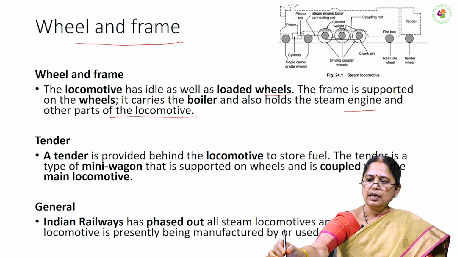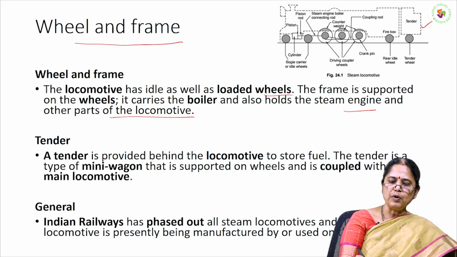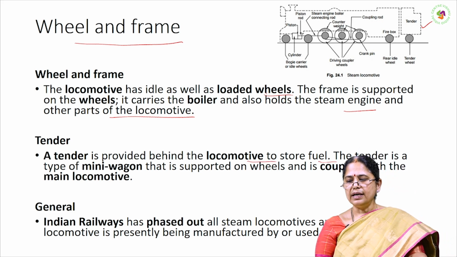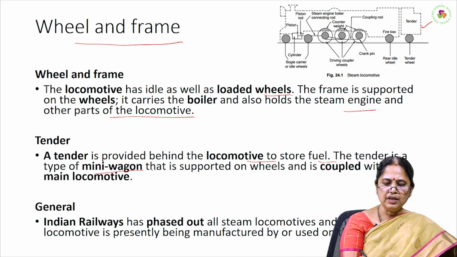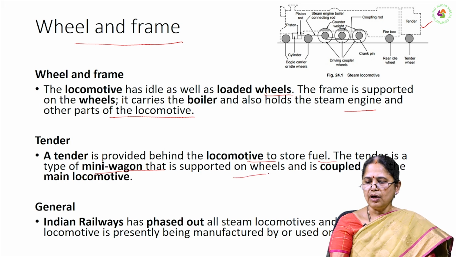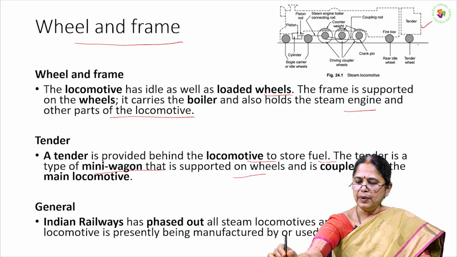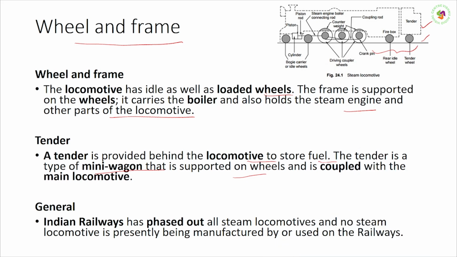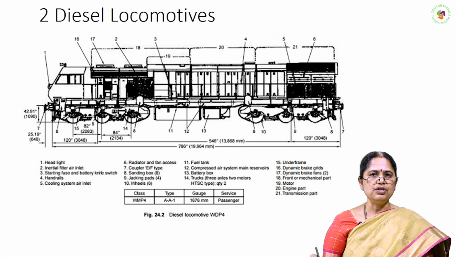Tender. Here you can see the tender is provided behind the locomotive to store fuel. The tender is a type of mini wagon that is supported on the wheels and is coupled with the main locomotive. In Indian Railways, this is the old version of steam locomotives. Presently, it is not manufactured in the railways, not given much importance.